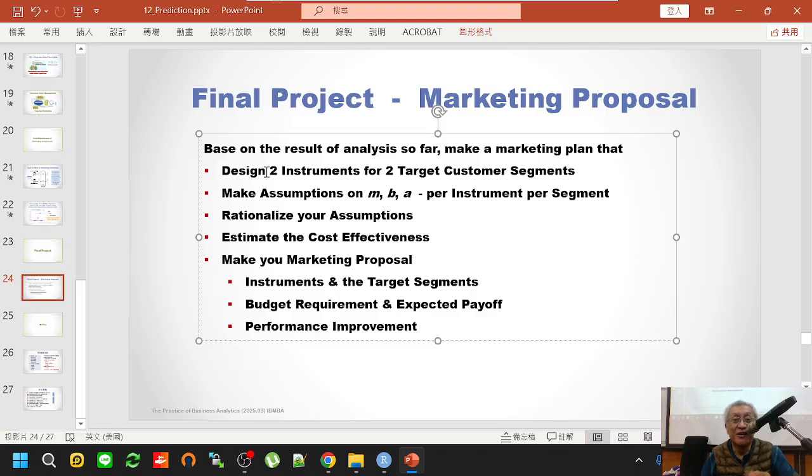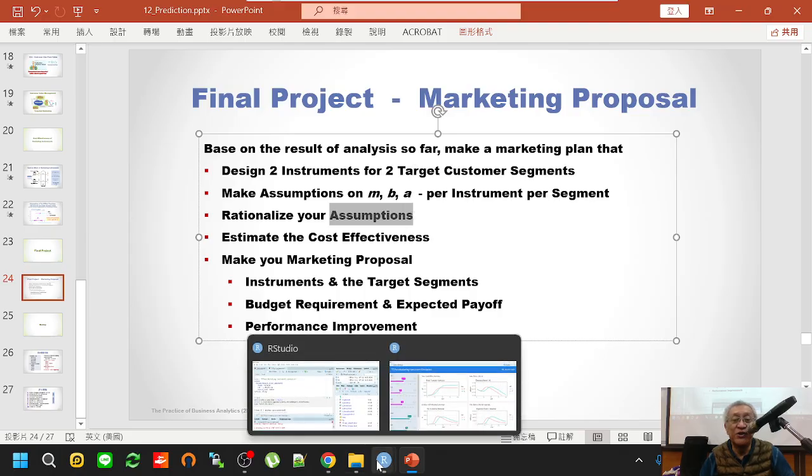So besides the prediction, you need to make an assumption on marketing instrument, right? And you make the assumption by setting a different MBA per instrument per market segment, okay? And you need to rationalize your assumption, right?